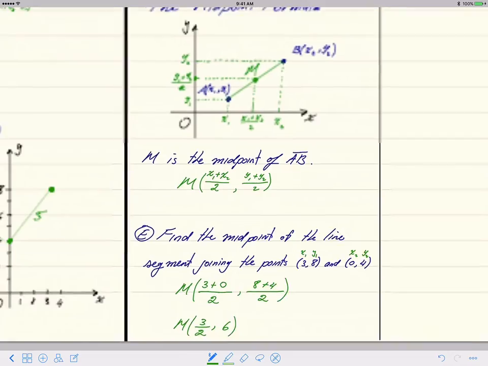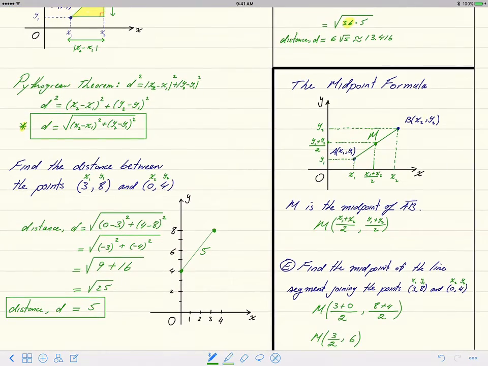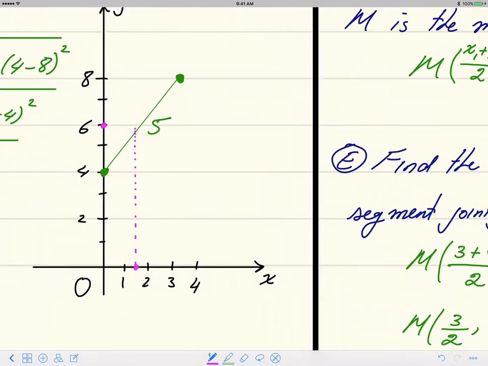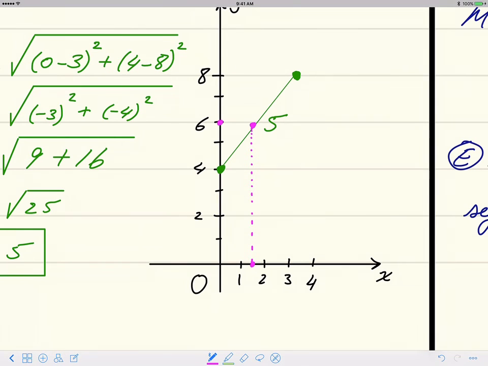Now we have a picture of this from a previous problem we did together. So it's the same 2 points. So let me zoom in here, and let's consider 1.5, which is 3 over 2, which is right here, on the x-axis. That's 1.5, or 3 over 2. And 6, which is the average of the y's. So 1.5 and 6. So if I trace this up, we see here that is the midpoint. That's the midpoint M that is right between those two.